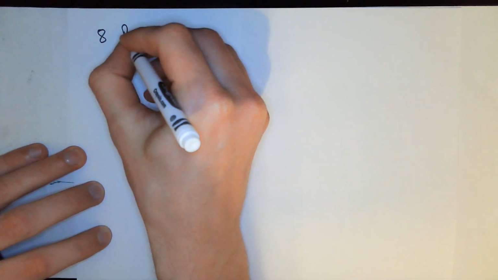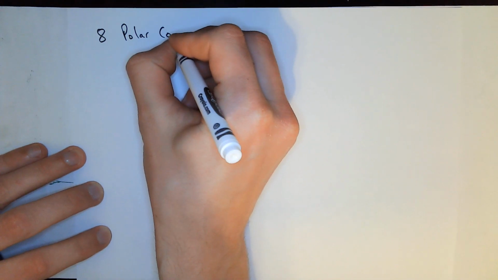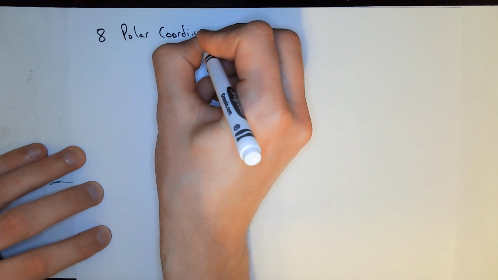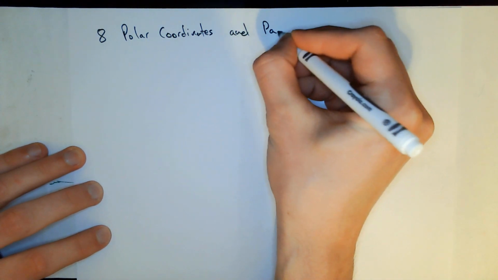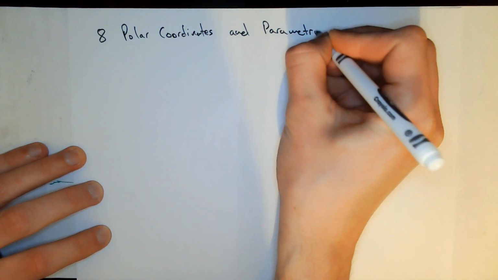Okay, so this is going to be the video for 8.1. So chapter 8 is called Polar Coordinates and parametric equations.